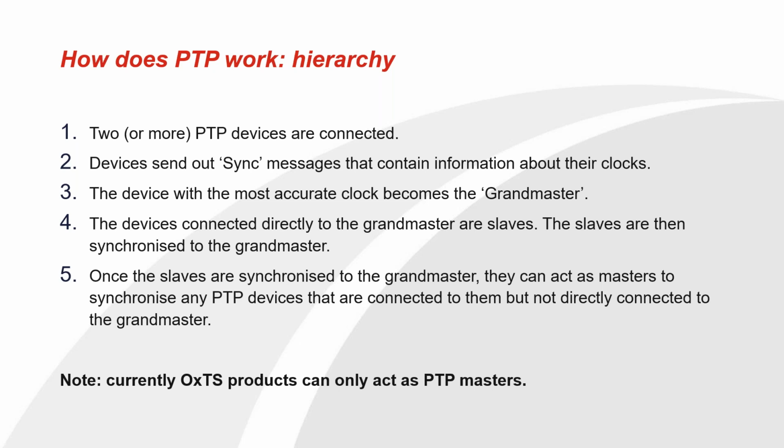Then any devices connected directly to the grandmaster are slaves, and the slaves are synchronized to the grandmaster so that their time is in sync with the most accurate clock. Once they have synchronized to the grandmaster, any devices which are connected directly to them but not directly connected to the grandmaster will also be synchronized in a second step, and then any devices connected to them, and so on and so forth.